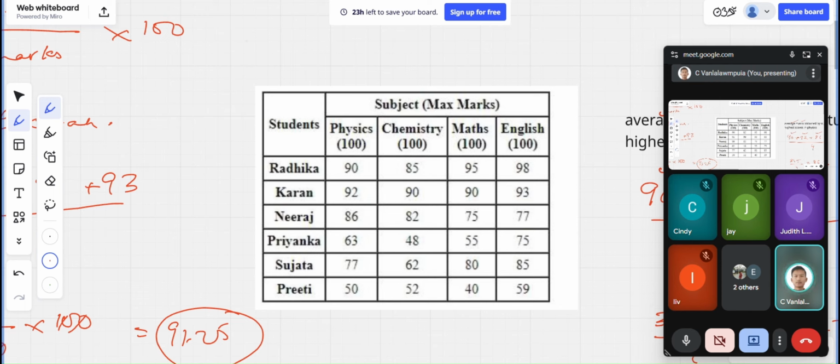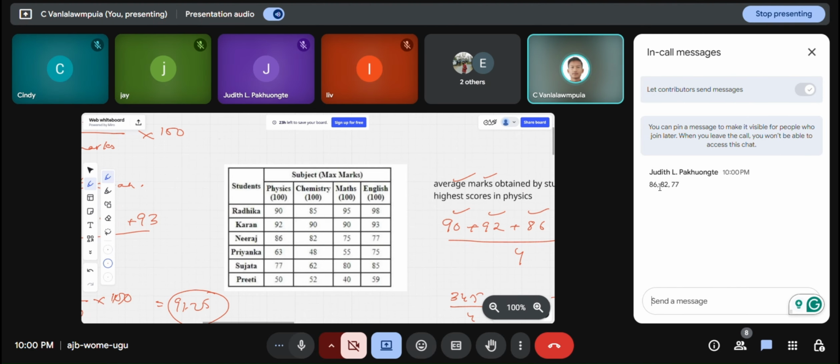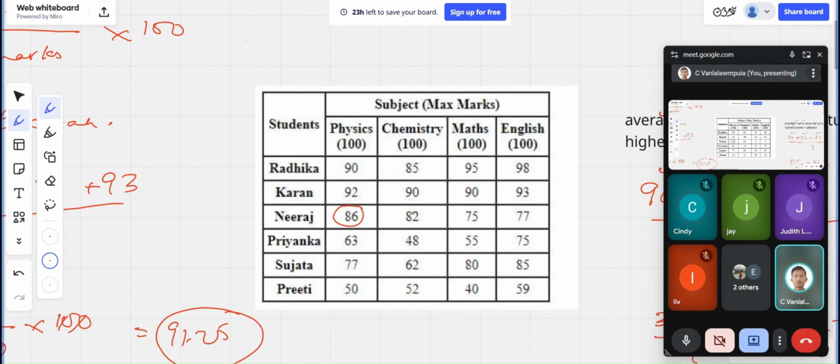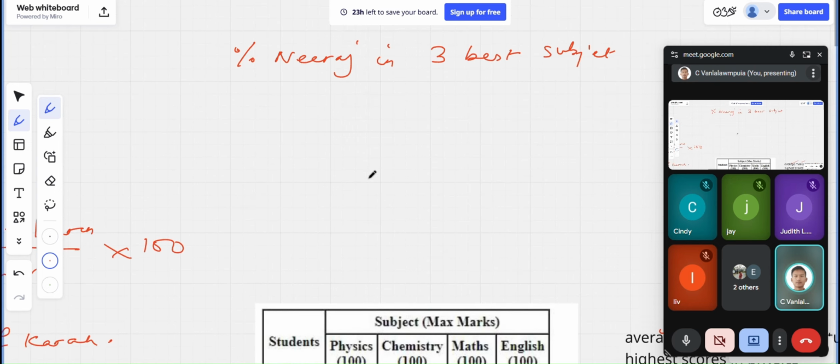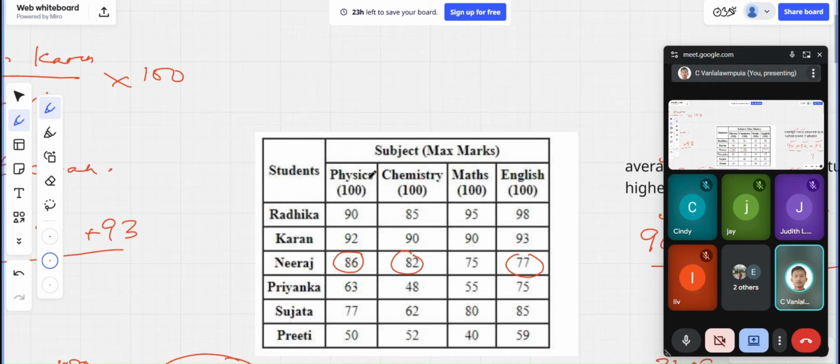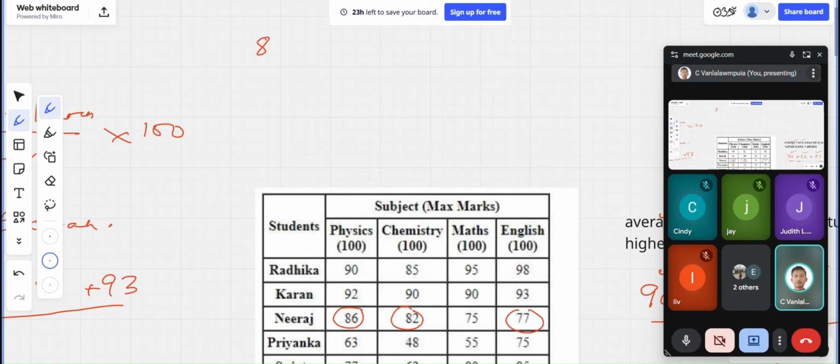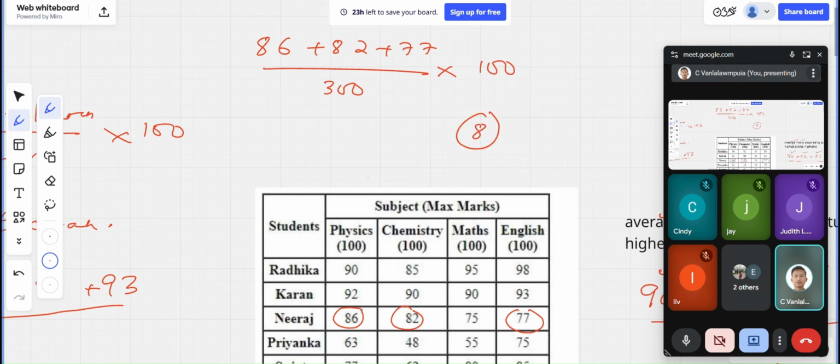Are you writing in the chat? I'm waiting. Okay, 82, 80, 86, 82, 77. So those are the 3 best scores: 86, 82, 77. It's asking for the percentage of Niraj in 3 best subjects. So just add those 3 marks, 86 plus 82 plus 77, divided by how much? Since there are three subjects, just do like this and give me the answer quick. All the answers are starting from 8.